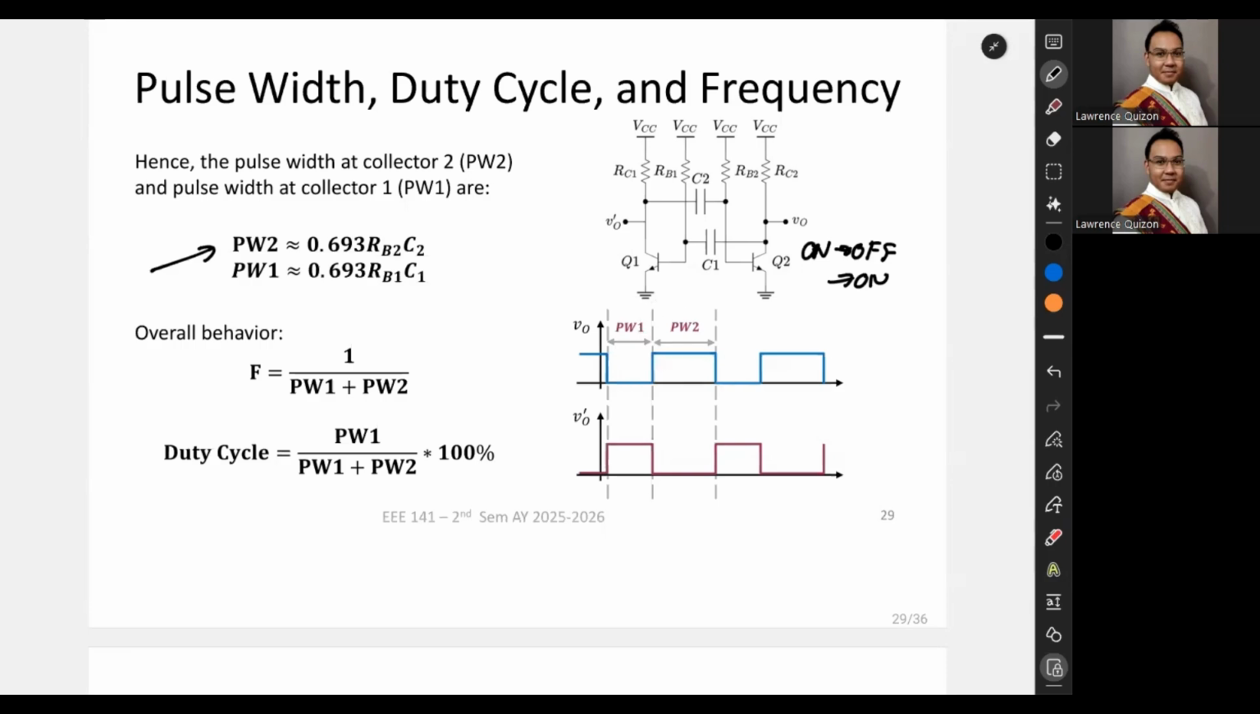Next is the pulse width 1, which is an analogous state. It's the time that it was off before it turned on again, which is pulse width 1. So for the overall behavior of the circuit, the frequency would be 1 over the period, which is pulse width 1 plus pulse width 2. This is the frequency of our astable multivibrator. The duty cycle would then be the ratio between pulse width 1 and the total pulse width.